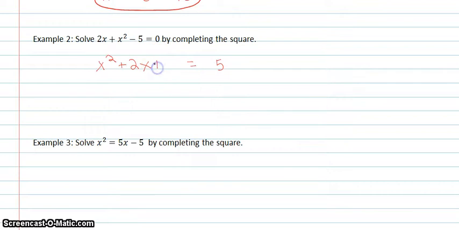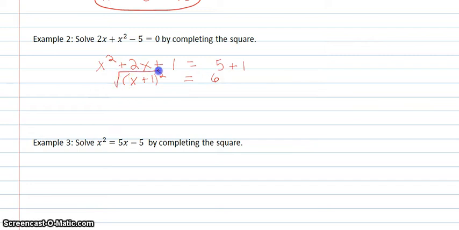And then I'm going to take half of 2 and square that. So half of 2 is 1, and 1 squared is 1. So I added 1 to this side, so I'll add 1 to the other side. And that way we still keep our equation balanced. Okay, and then I can write this now as x plus 1 squared, and that will equal 6.